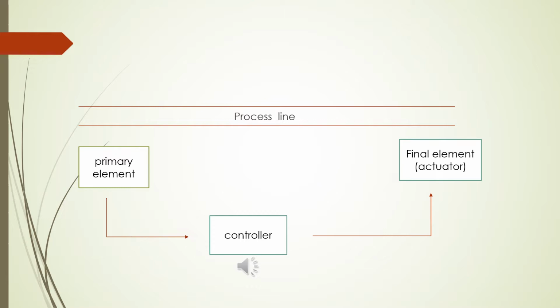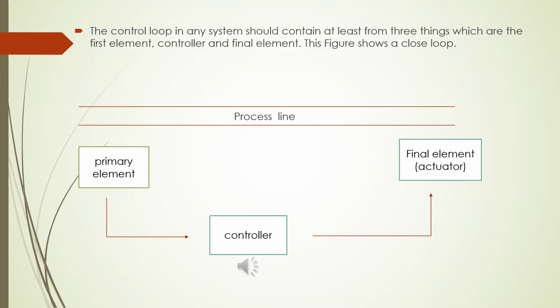Before we proceed with the control valve, we need to know where the location of the control valve is in any control loop. And what is the control loop? In any process system, usually we have a control loop. As you will see in the figure, this control loop will contain at least three things, which are the primary element, the controller, and the final element.